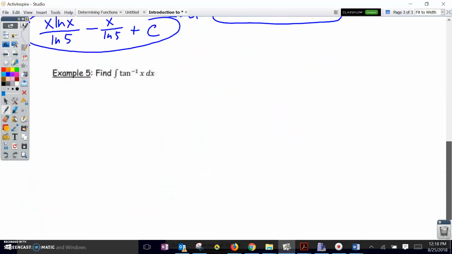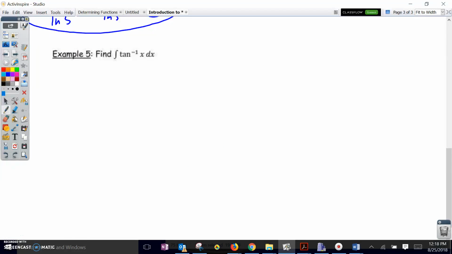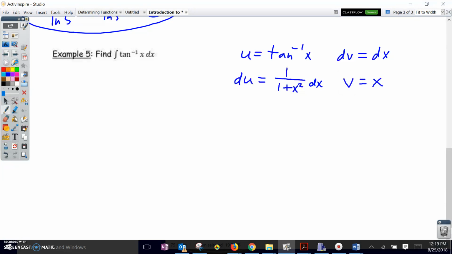And example 5. We have an inverse trigonometric. Again, this is one where we don't have anything else. But anytime I have a standalone logarithmic or inverse trigonometric, integration by parts is going to be the way to go. And so that's du is 1 over 1 plus x squared dx here. And v is going to be x. And so our integral is going to be u times v minus the integral of v du.